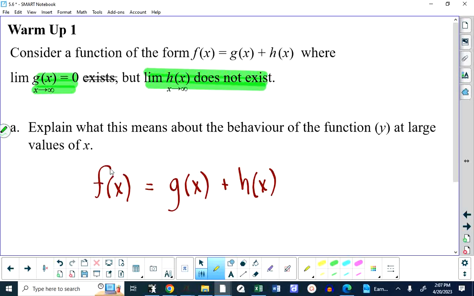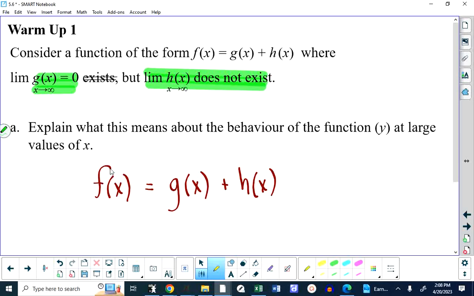No, I meant h of x. h of x is still going to exist. Whatever h of x is, just because the limit doesn't exist, doesn't mean we can't put a value in for x and find the y coordinate. It's just going to be really, really big or really, really small.